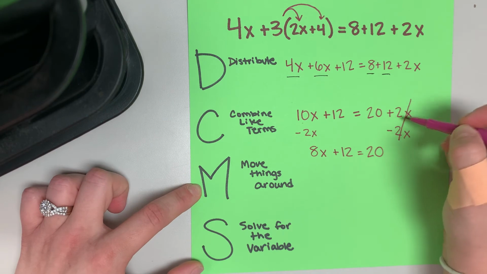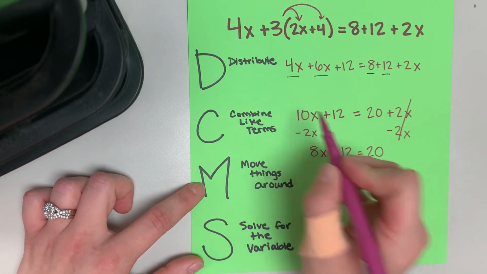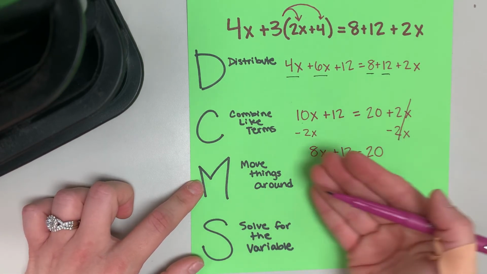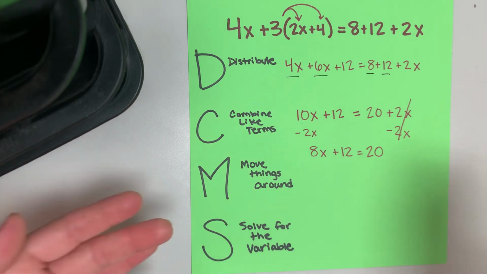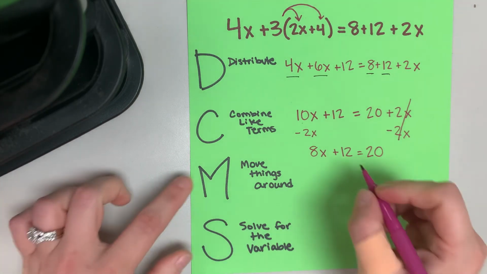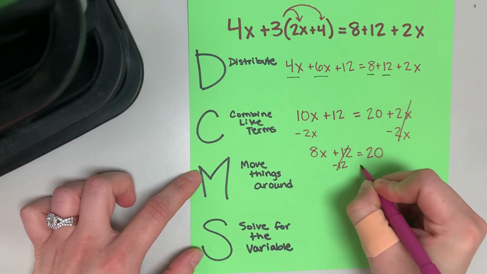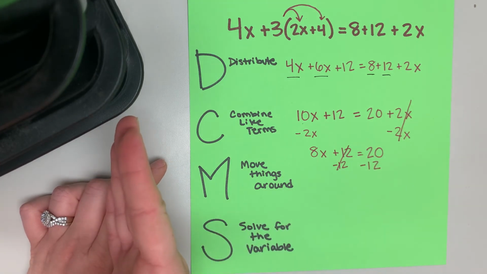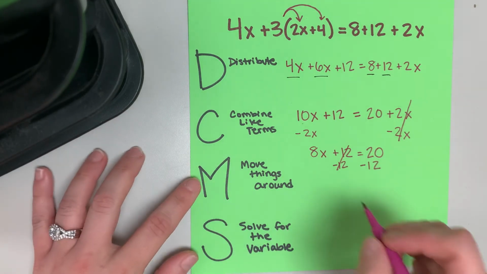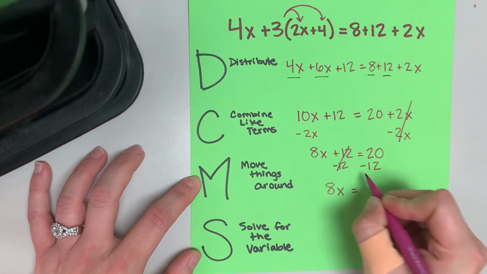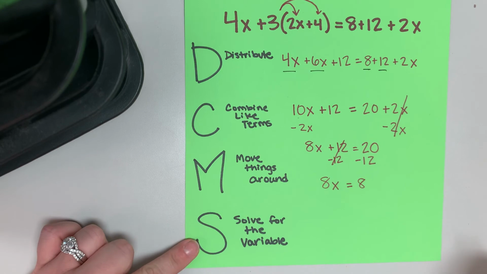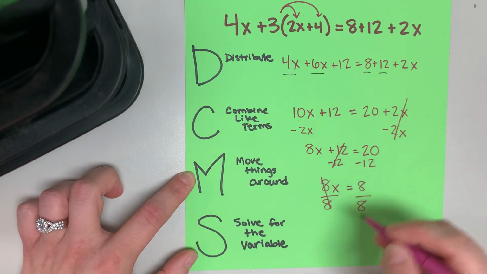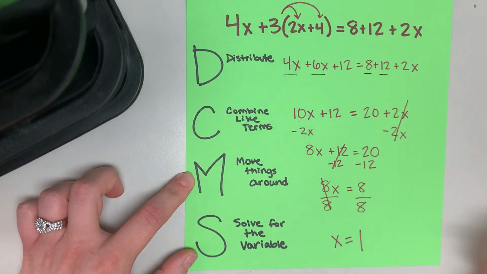Notice that you took this 2x from the right and you moved it to the left. So now I have to take my constant on the left and move it to the right. You can't take both things and go to the left because you're going to unbalance your equation. So now we would have to take that 12, inverse operate it to the right side. Because I took something from the right to the left first, I got to take from the left and go right second. So now I'm left with 8x equals 8. And our last step is to solve for the variable. So we're going to divide by 8, and you guessed it, x equals 1.